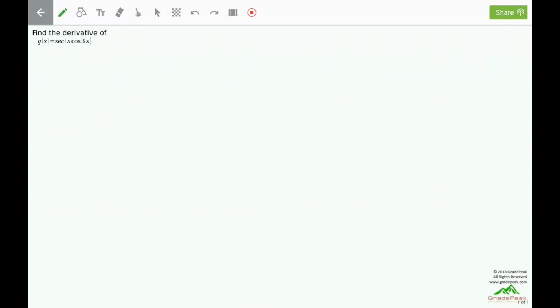Find the derivative of g of x equals the secant of x times cosine of 3x. So g of x here is a trig function, the secant, of an entire expression which itself is a product of x times cosine of 3x, which hints at how to take the derivative. We're going to start with the outermost function, that's the secant.